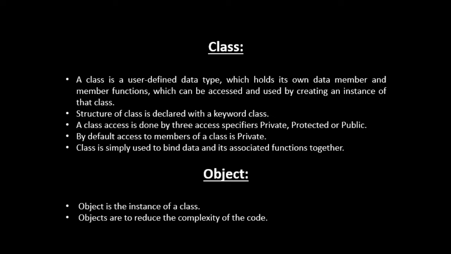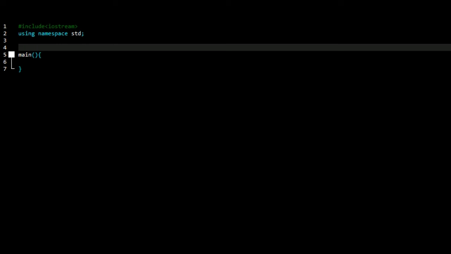So this was the definition of class and object, and now let's see how classes and objects work, and we will write example code for a class. So this is our C++ IDE. Here we will write our code for the class and object.